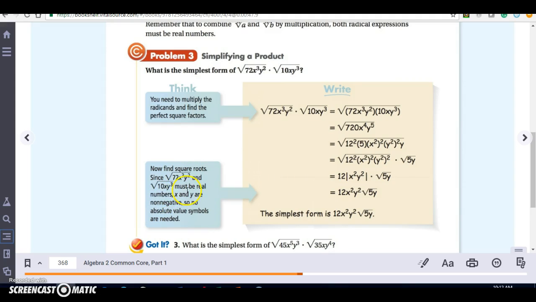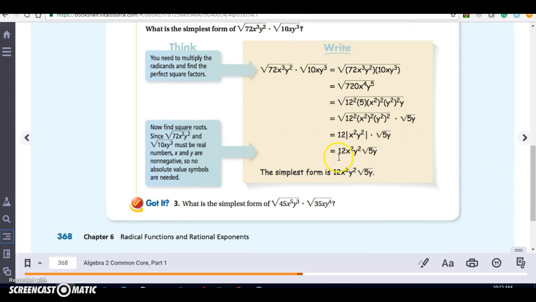So it says, now find the square root, since the square root of 72x cubed y squared and the square root of 10xy cubed must be real numbers, x and y are non-negative, so no absolute value symbols are needed. So if I'm going to square them, I know they're not going to be negative anyway, so I don't need the absolute value signs. And so I'm left with 12x squared, y squared, square root of 5y.